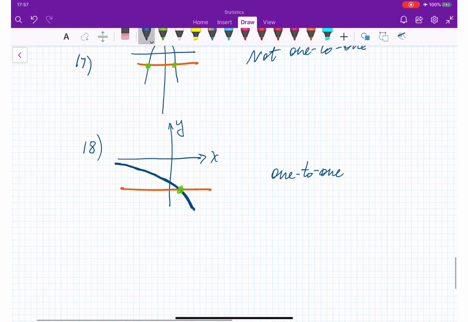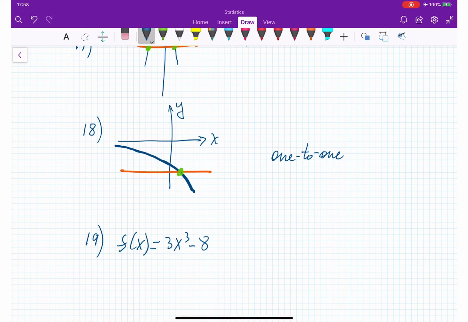Number 19. Determine whether the function is 1 to 1. Now algebraically, this all was by graphing. Now we are going to identify algebraically. F of x is equal 3x cubed minus 8.